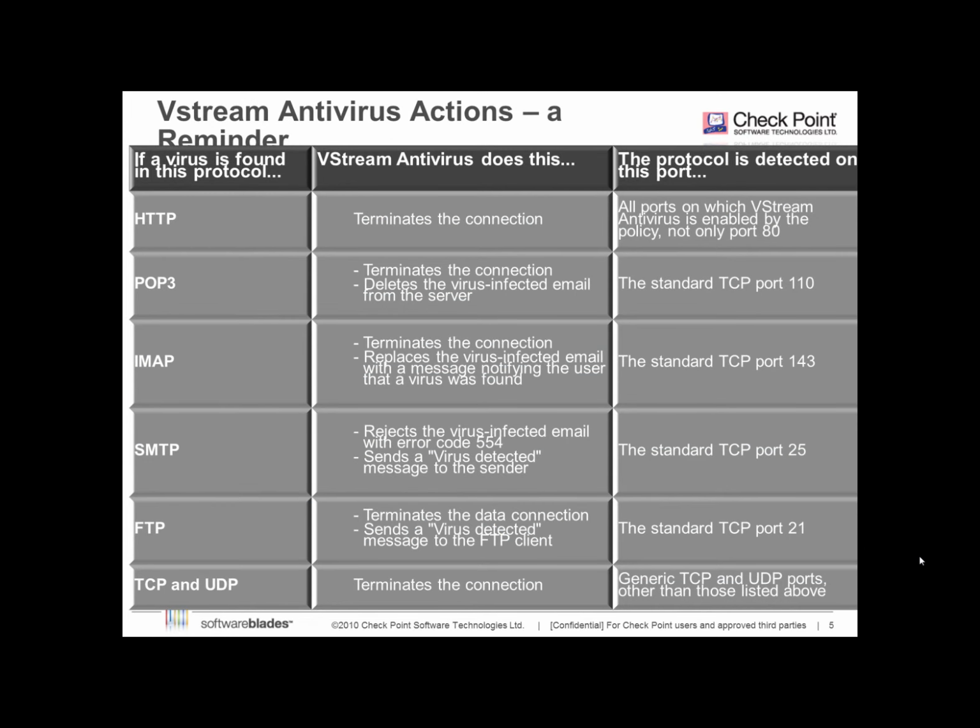Vstream antivirus actions. In this table we can see the main protocols that are supported: HTTP, POP3, IMAP, SMTP, FTP, and other TCP and UDP. The different actions are related to what type of protocol is being scanned. For example, if you surf to a site with an HTTP connection and Vstream discovers that there is a virus in the stream, it will terminate the connection and you will see page cannot be displayed.